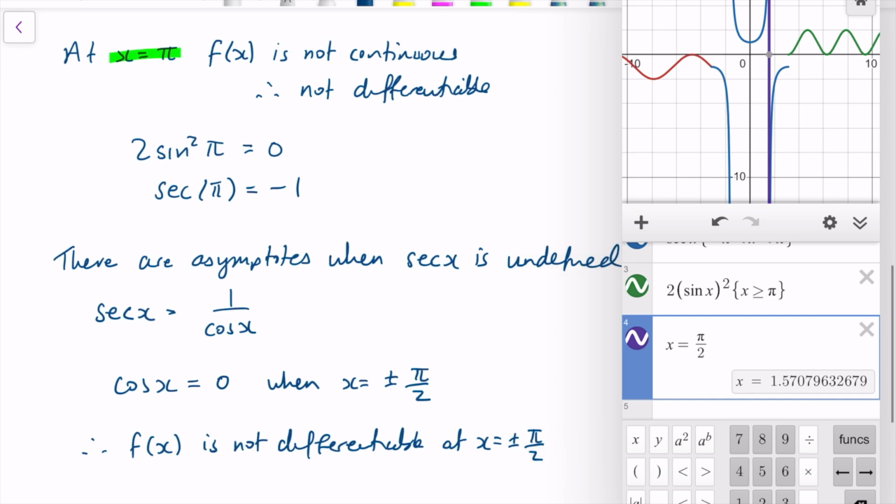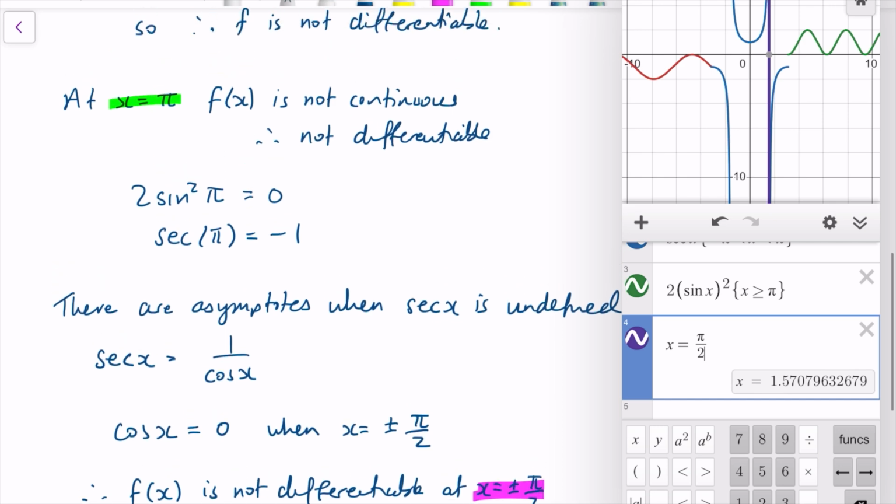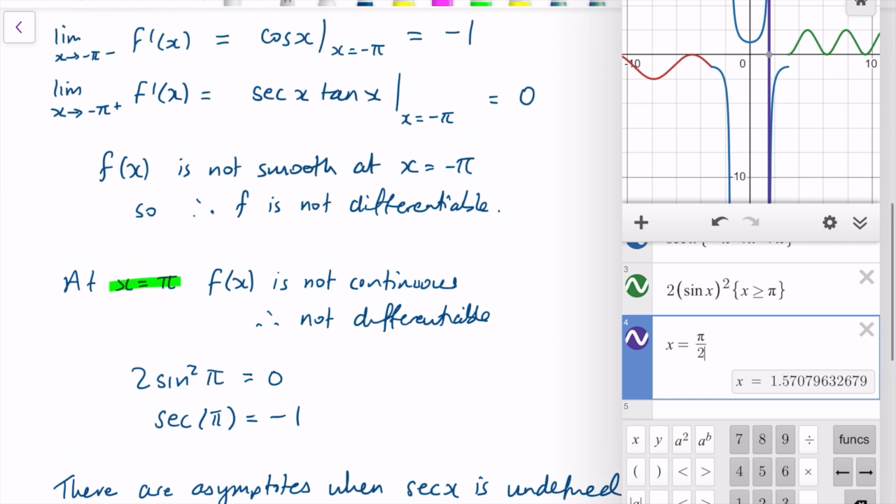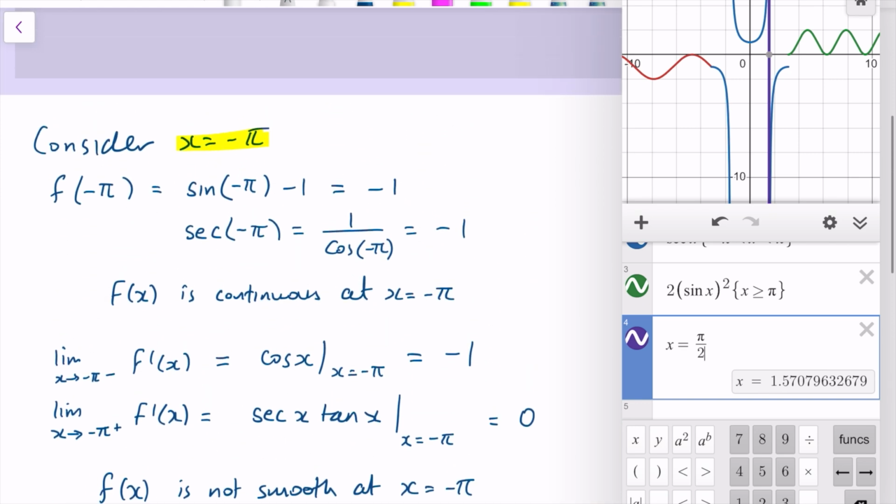Cool, so that was the third case. x equals plus or minus pi over 2, x equals pi, and x equals negative pi. All for different reasons, but those are all the values where the function is not differentiable.